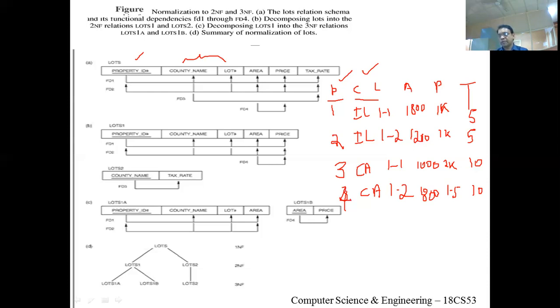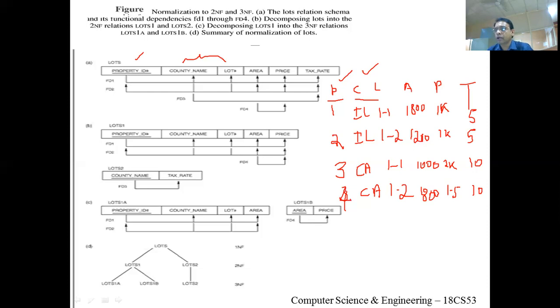Okay. Now we check whether this relation is in second normal form and third normal form or not. So what diagram A gives is the lots relation schema and its functional dependencies FD1 through FD4. Second one, B, decomposes the lots relation into 2NF relations, that is lots 1 and 2. Now we check for partial dependency.